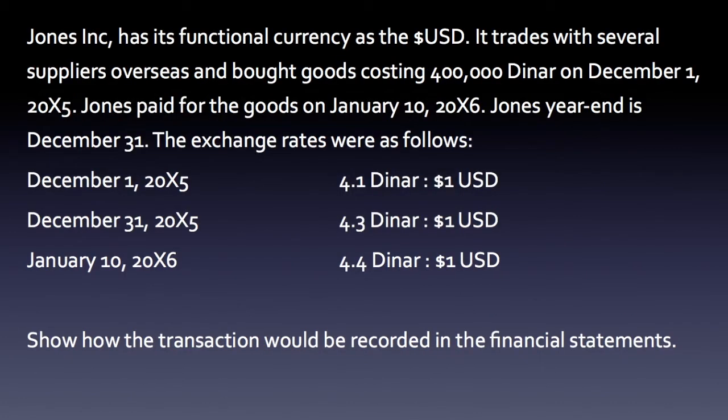So now let's see how this works in an actual problem. Jones Inc. has its functional currency as the US dollar. It trades with several suppliers overseas and bought goods costing 400,000 dinar on December 1st, 20x5. Jones paid for the goods on January 10th, 20x6. Jones' year end is December 31st. The exchange rates were as follows. Show how the transactions would be recorded in the financial statements.